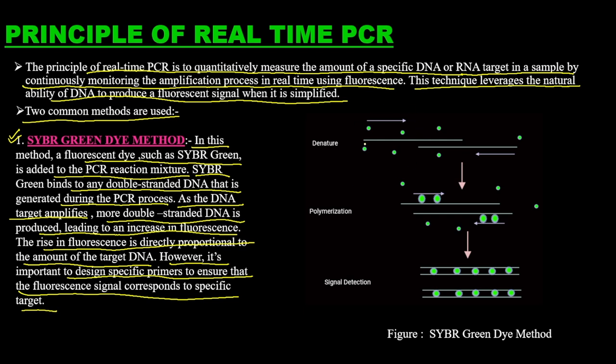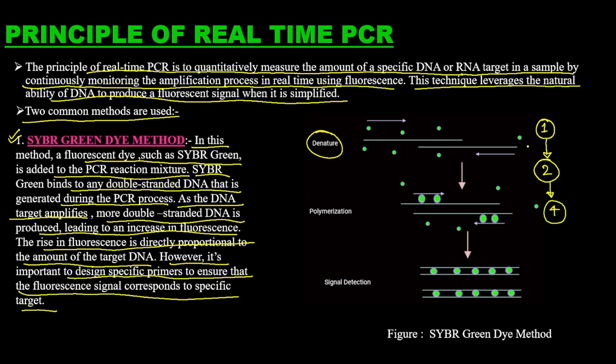So this is exactly what is going to happen, right? When you are doing a PCR reaction, you are going to do the denaturation, the annealing of the primers, then the extension, and after every cycle, you are going to have more double-stranded DNA, right? Remember that if you start with one DNA molecule, after the first cycle you are going to have two copies of DNA, then again four copies of DNA, and so on.